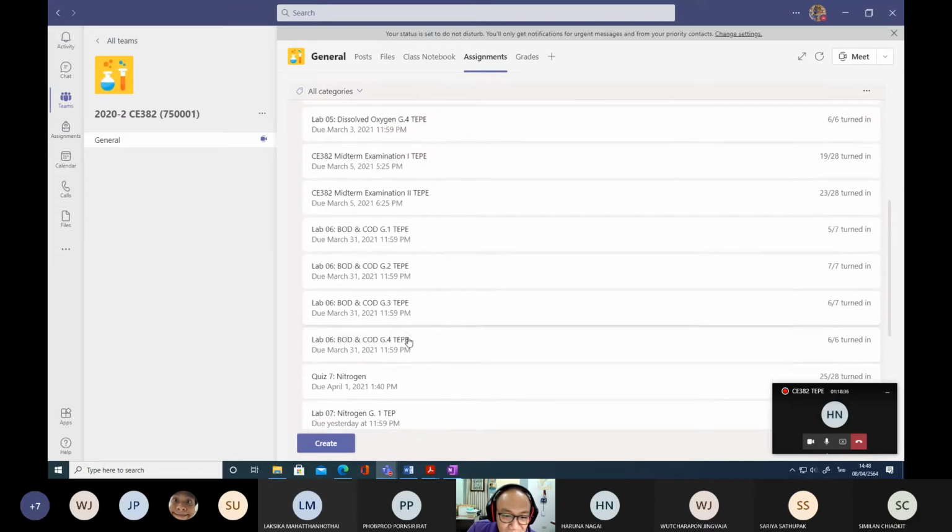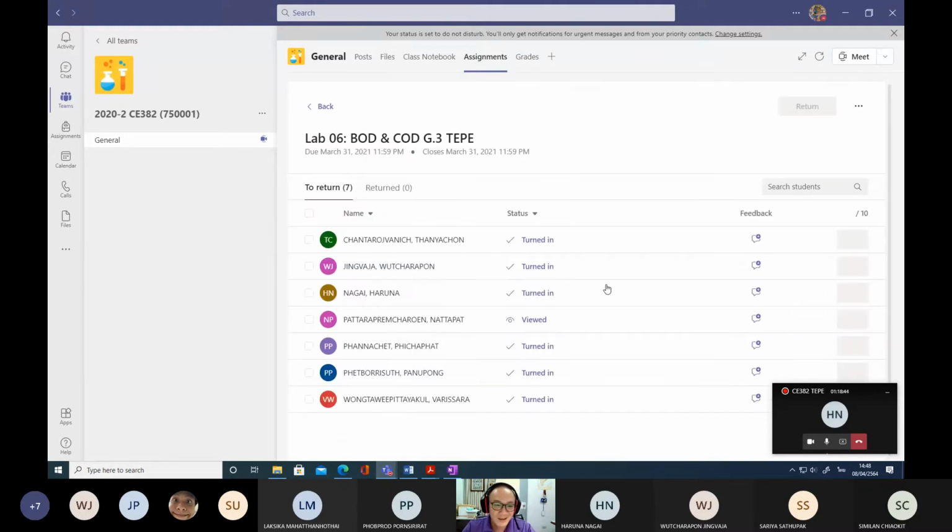So let us begin with the BOD and COD. So which group would be the first? Maybe I would just select two for BOD and COD, and then two from the nitrogen and phosphorus.